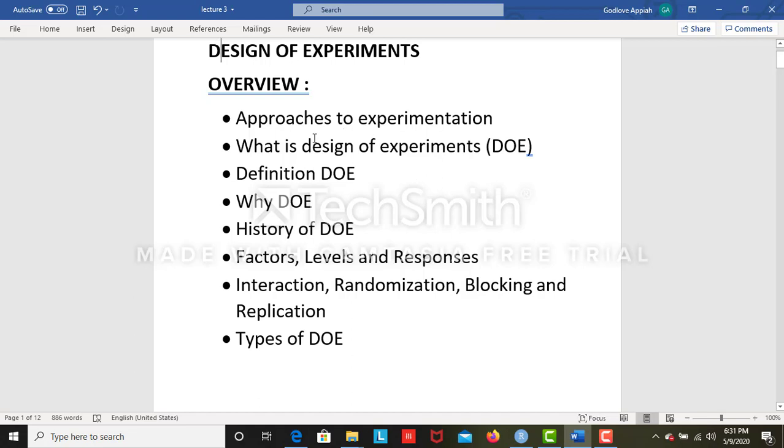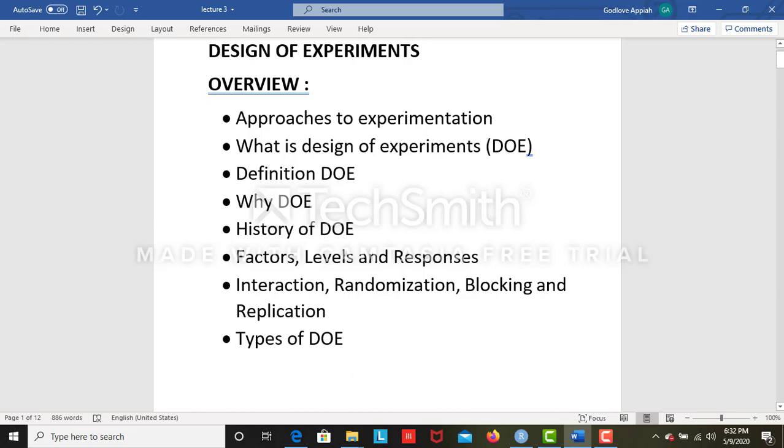This note is just about approaches to experimentation, what is design of experiments, definition of DOE, why DOE, the history of DOE, factors, levels, and responses, and then interaction, randomization, blocking, and replication. These are actually the components of a design of experiment. We're also going to look at the types of DOE.